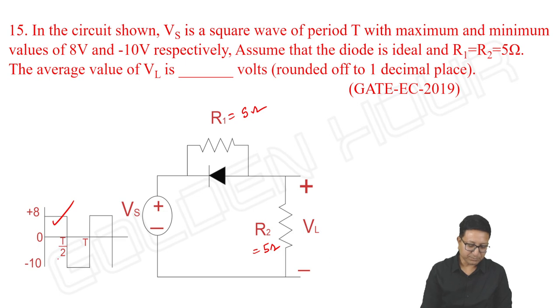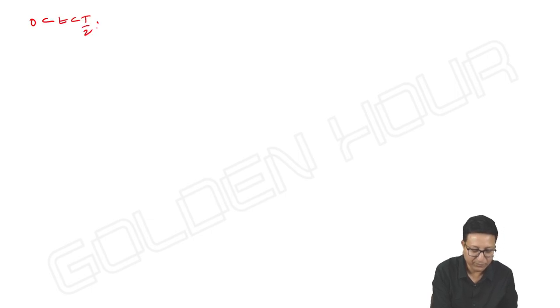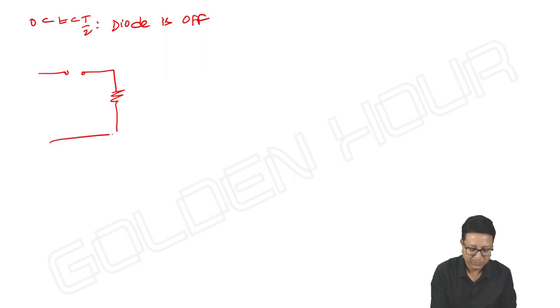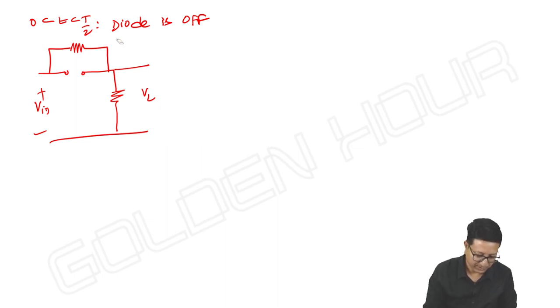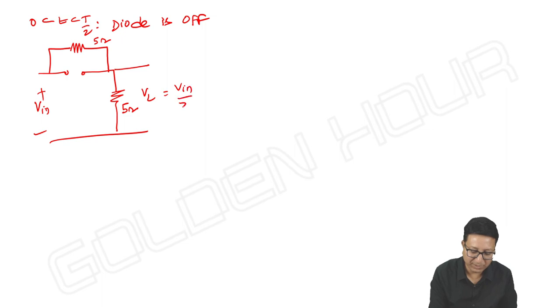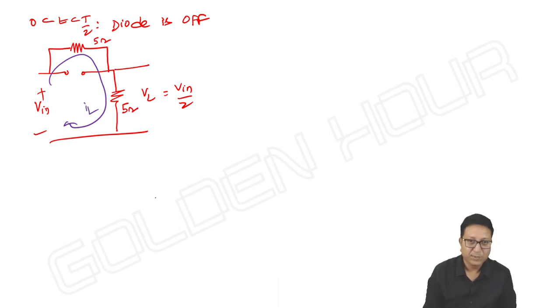So during the positive cycle, when we go 0 to T by 2, the input is positive, the diode is off, and the equivalent circuit is something like this. Both R1 and R2 are equal, each 5 ohms. Then VL is equal to V input by 2, as the entire current flows this way. And V input is equal to 8, so it is 4 volts.